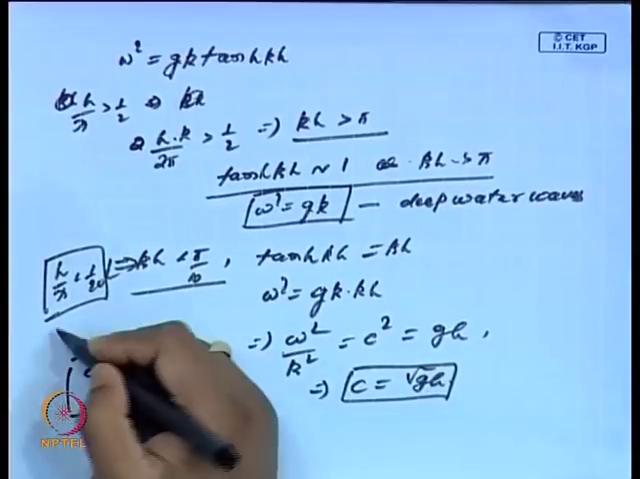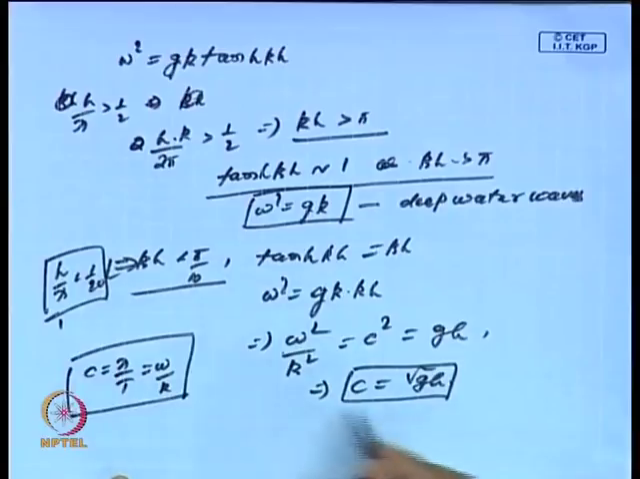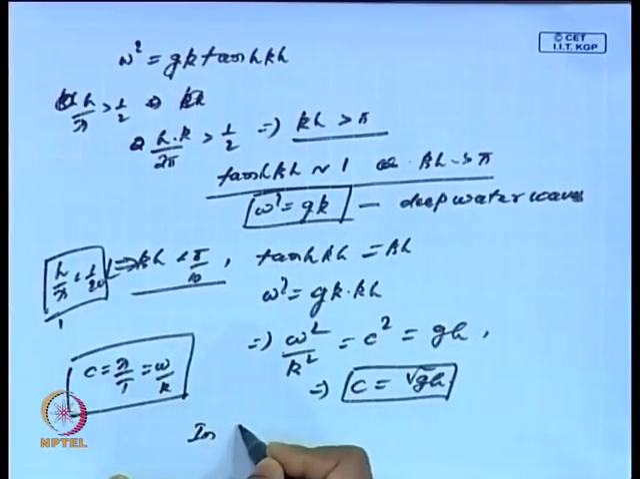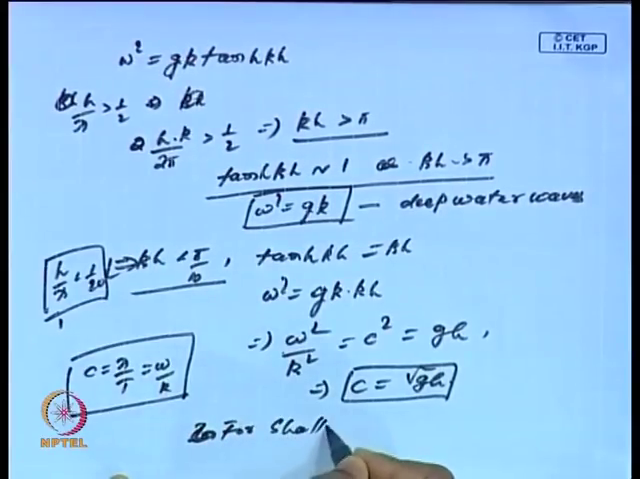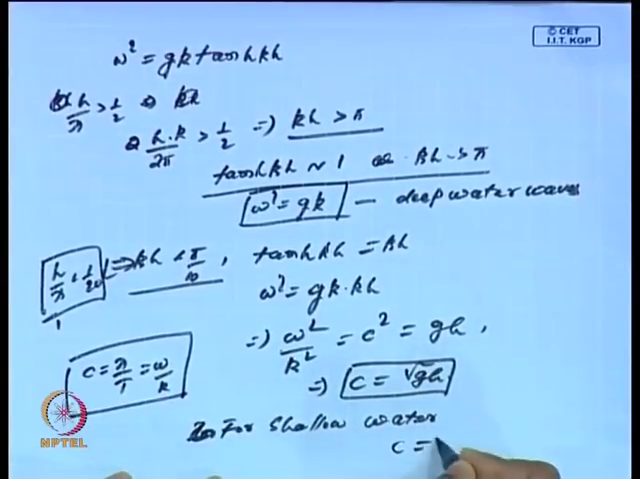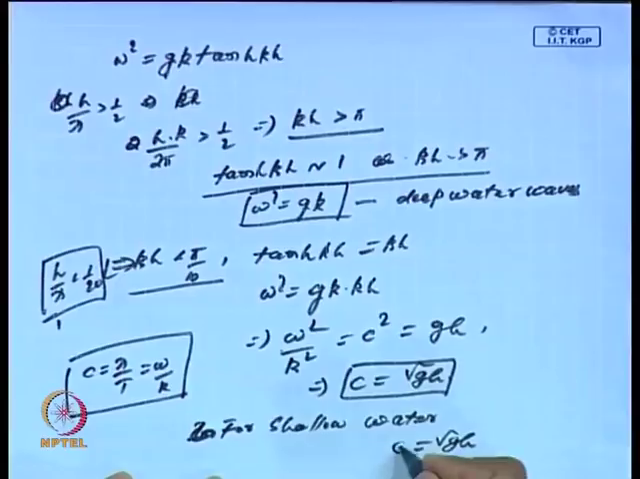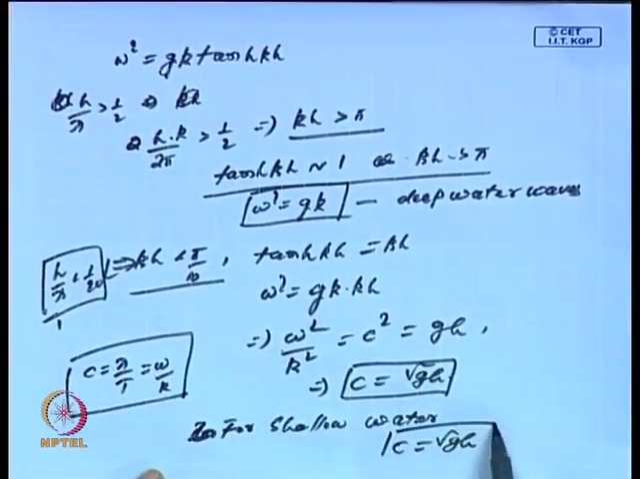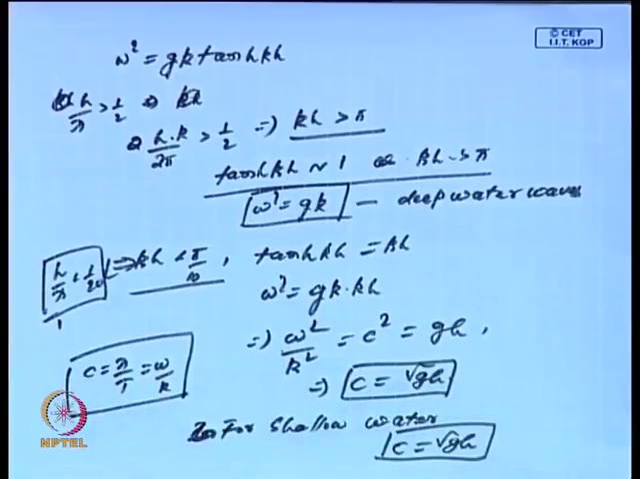That means it is the case of shallow water. So, for shallow water, we have c is equal to root gh, and c is the speed at which the wave propagates. That means the speed of propagation in the case of shallow water depends just on the water depth.